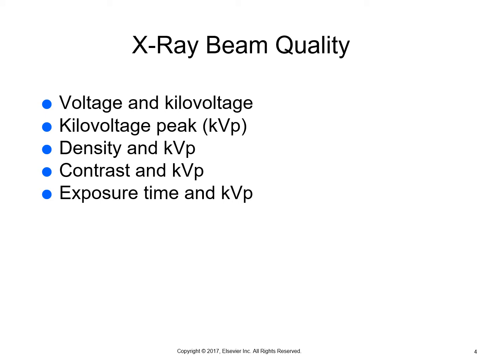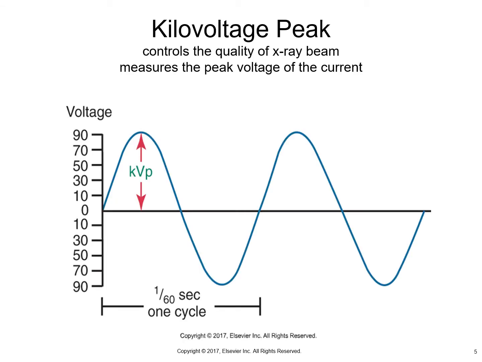X-ray beam quality is controlled by kilovoltage peak, or kVp. We're going to talk about the effect kVp has on density, the effect kVp has on contrast, and exposure time and kV. You're going to hear us talk a lot about kVp. It controls the quality of the X-ray beam, which measures the speed at which the electrons are going to travel. So it's the peak voltage of the current.